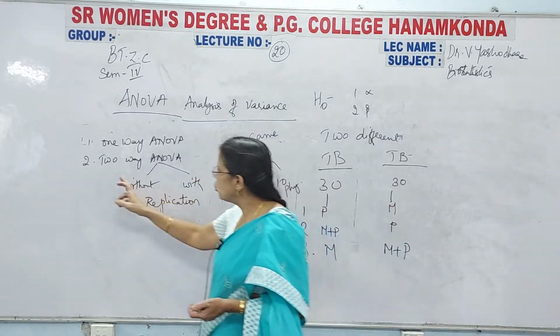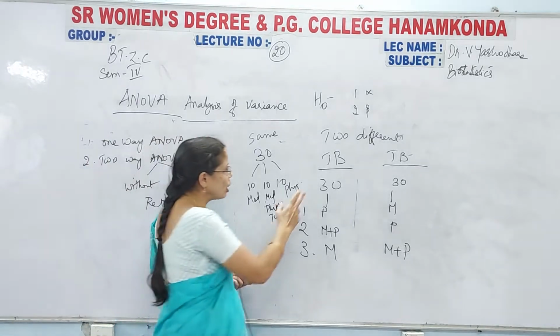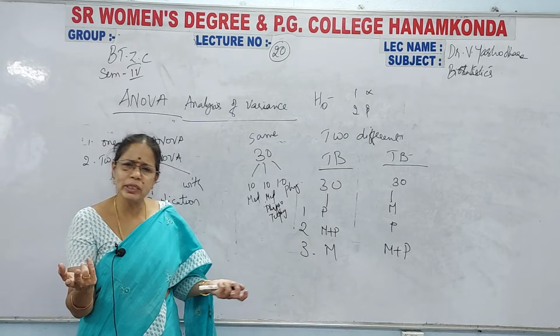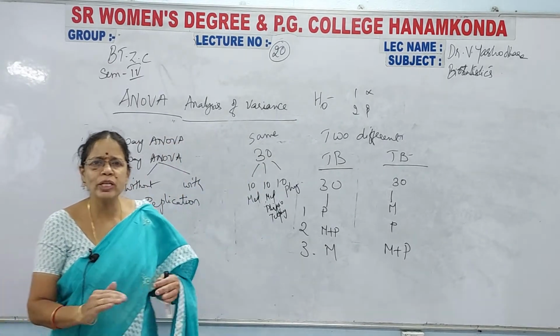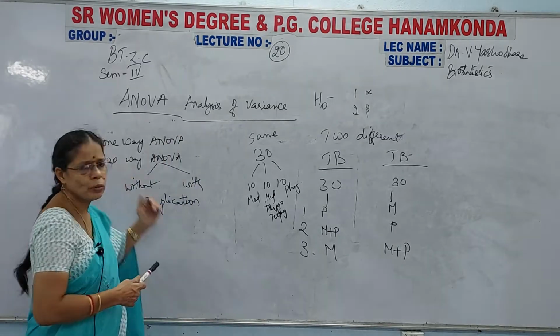That is known as 2-way ANOVA with replication. What is replication? Here we are taking the help of 2 different hospitals. I am giving 2 examples of hospitals. So from 2 different hospitals, patients will be treated with different types of medications. This is known as 2-way ANOVA.